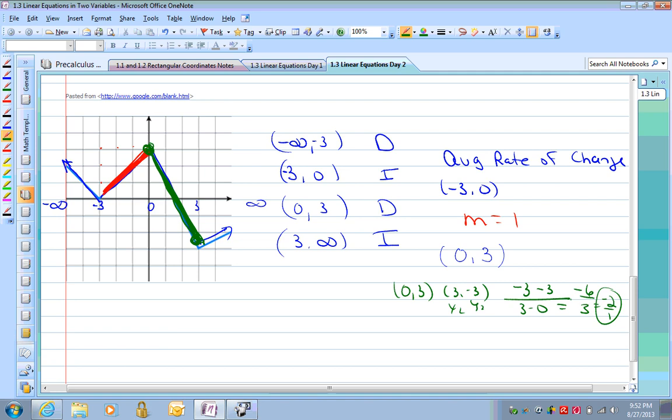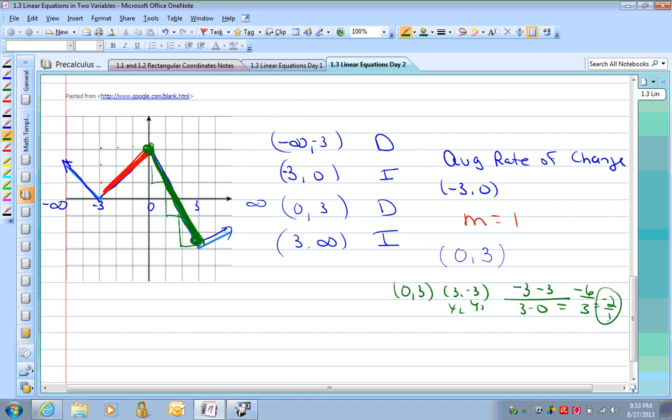Let's see if that works. Let's count. That would be down 2, to the right 1. 1, 2, 1. That looks right. And then 1, 2, 1. That would be right. And 1, 2, 1. And that puts us right there. So I believe that's right. The average rate of change is actually decreasing at a rate of 2. All right, so that takes care of average rate of change, which is our slope.